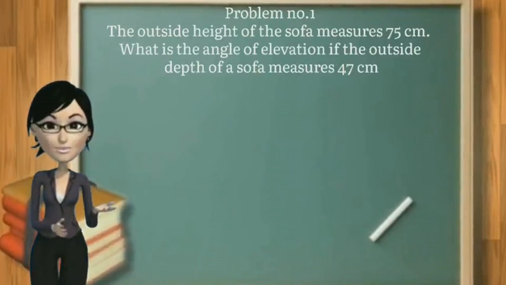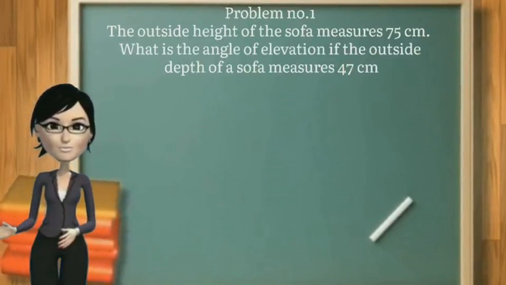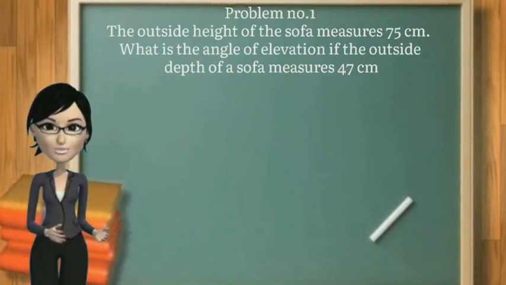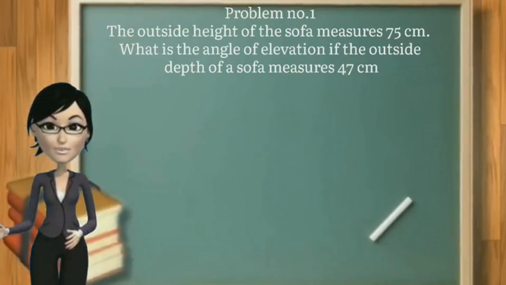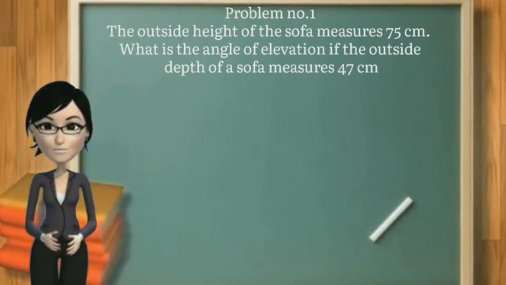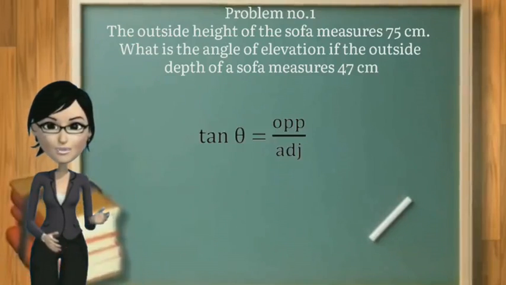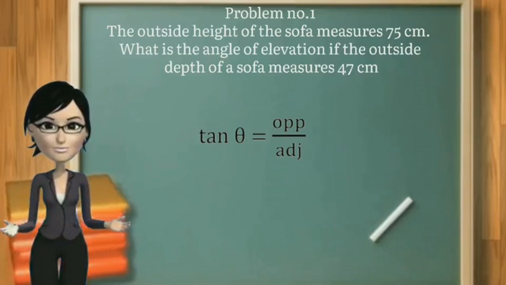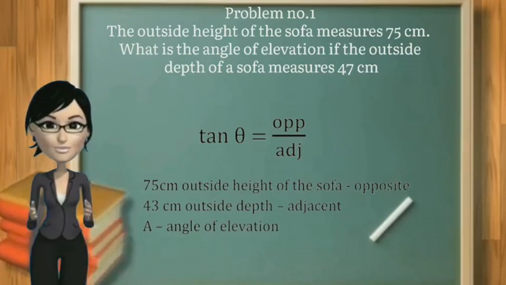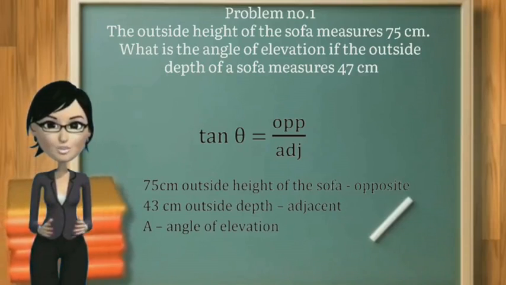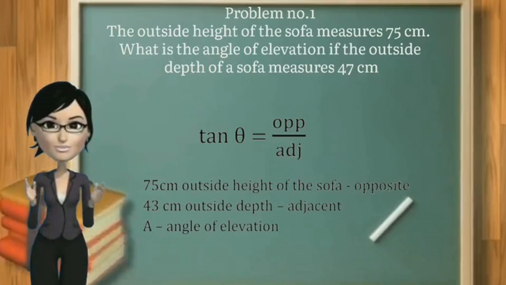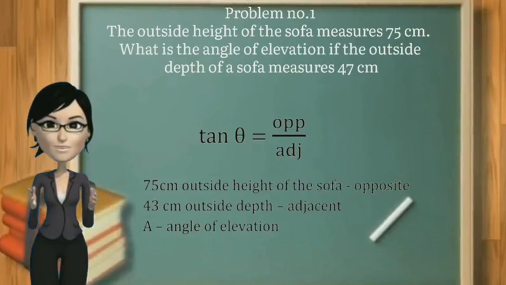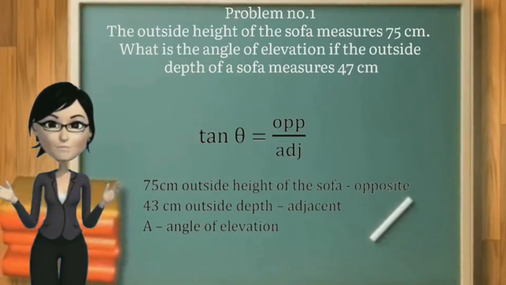The outside height of the sofa measures 75 centimeters. What is the angle of elevation if the outside depth of the sofa measures 43 centimeters? Based on the question, we have to use the formula of tangent, which is tangent theta equals opposite over adjacent. Since our opposite is the 75 centimeter outside height of the sofa and the adjacent is the 43 centimeter outside depth, we have to find the value of the angle of elevation.